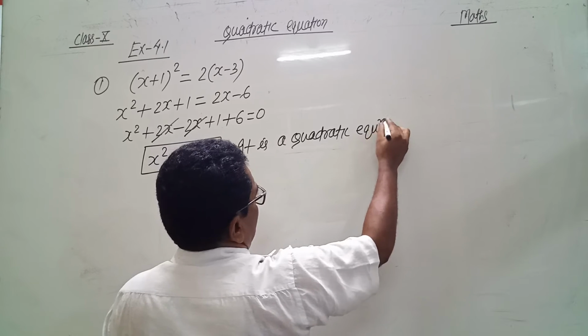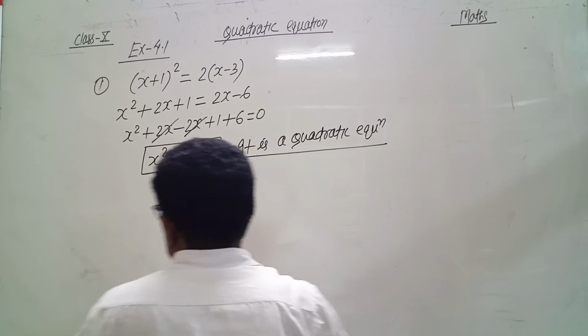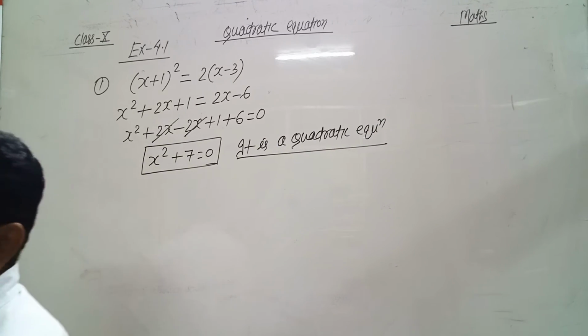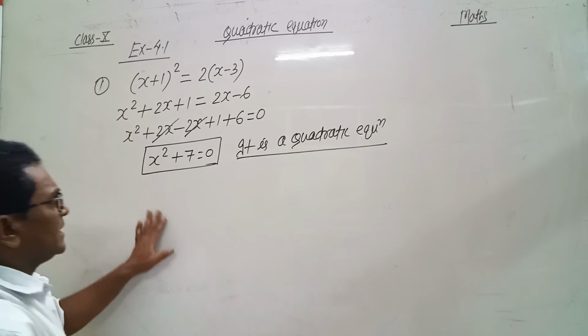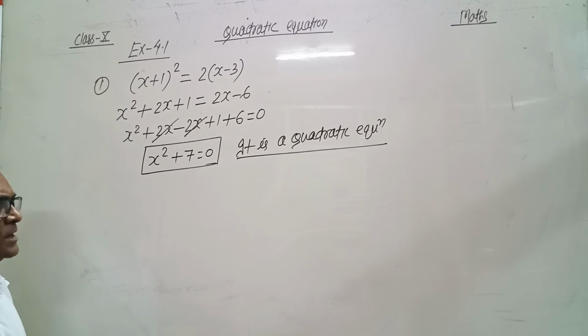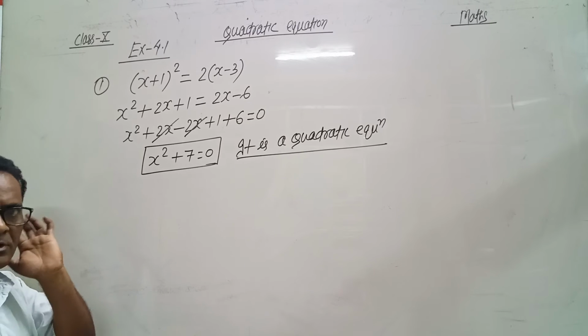तो कैसे पता लगेगा कि क्वाड्रेटिक इक्वेशन है? इक्वेशन में x की हाईएस्ट पावर 2 होनी चाहिए. अगर x की हाईएस्ट पावर 2 है तो इक्वेशन क्वाड्रेटिक है. क्वाड्रेटिक का मतलब पावर 2. हाईएस्ट पावर शुड बी 2.